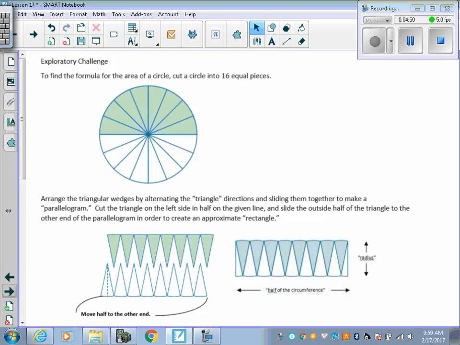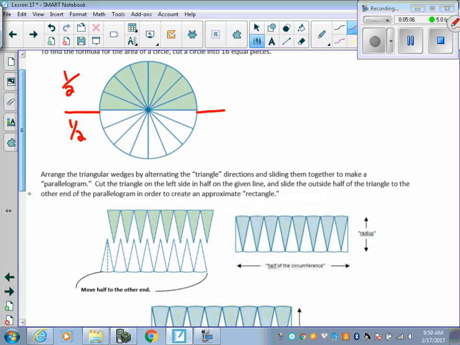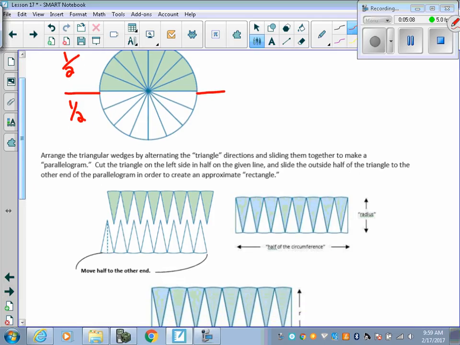This is an exploratory challenge. What they did was they took half the circle. I'm going to cut this right here in half. This is half the circle up here, this is half the circle down here. And they cut it into all these little pieces. And then they did it like teeth down here, and they put those teeth together, and they created a rectangle. For the most part, we will say that's definitely a rectangle.